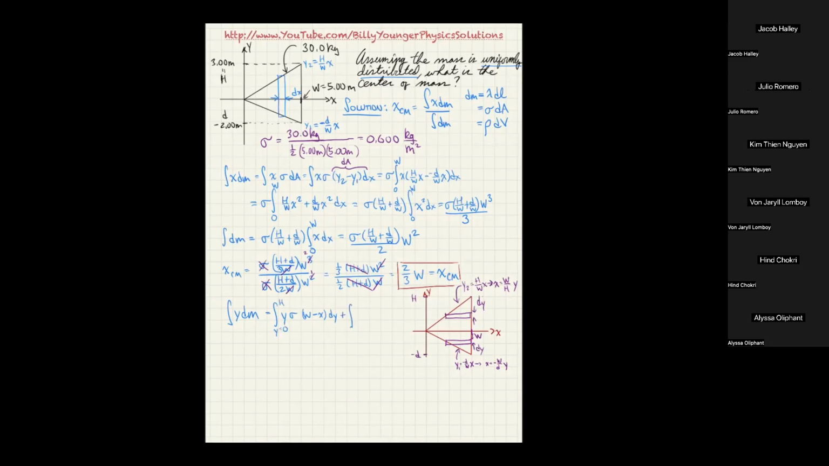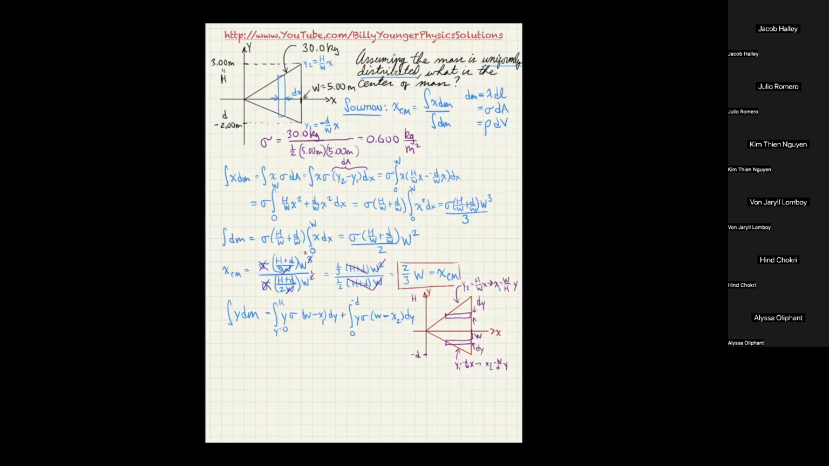The other half is going to be y sigma times w minus, and maybe we call this x1 to be careful, and call this one x2 to be careful. So this is x1 and this is x2, times dy. Again, in this case, we're going to integrate from y equals 0 to y equals negative d.